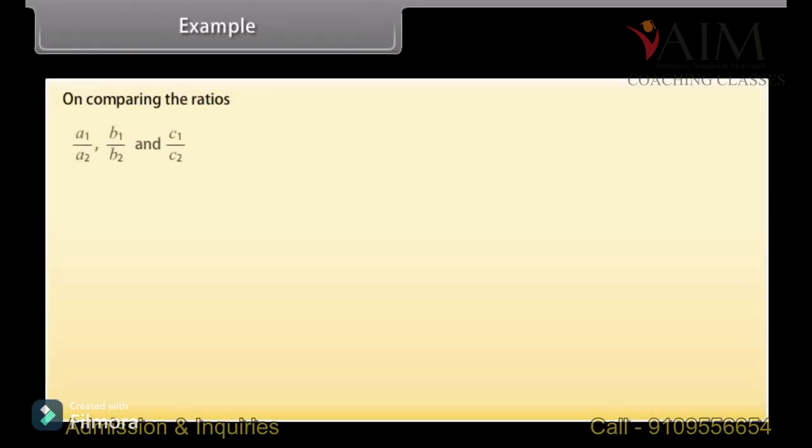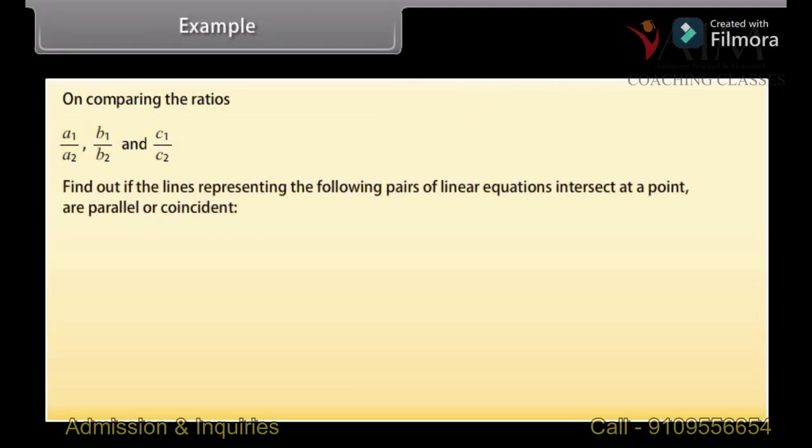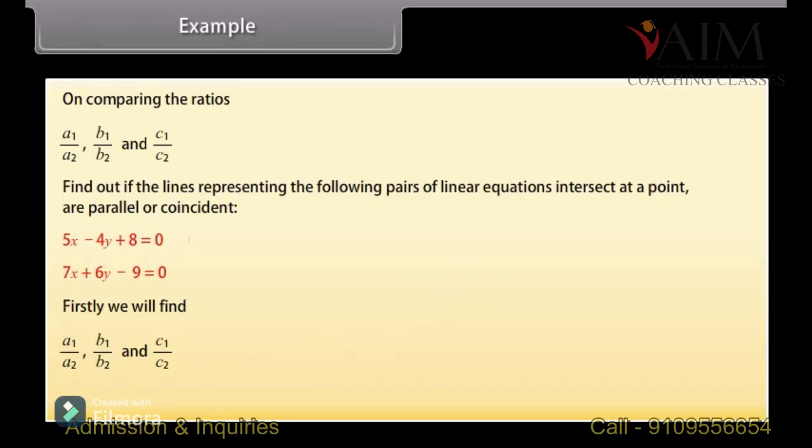Example. On comparing the ratios a1 upon a2, b1 upon b2 and c1 upon c2, find out if the lines representing the following pairs of linear equations intersect at a point, are parallel or coincident. 5x minus 4y plus 8 equals 0. 7x plus 6y minus 9 equals 0. Firstly, we will find a1 upon a2, b1 upon b2, and c1 upon c2, and then compare them.